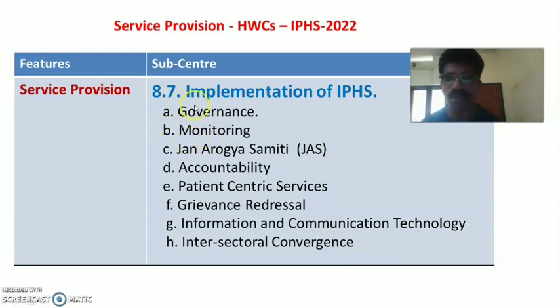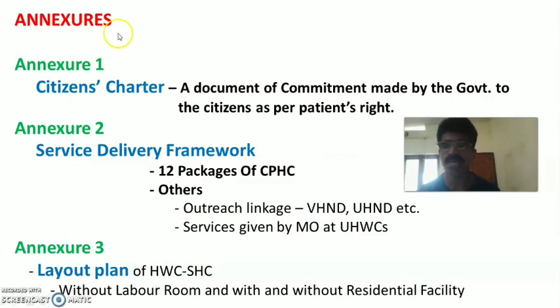So these are the important points discussed in IPHS 2022 under implementation of IPHS: first, governance; second, monitoring; third, Jan Arogya Samiti; fourth, accountability; the next one, patient-centric services; then grievance redressal for the staff; then information and communication technology; and the last one, intersectoral convergence or coordination. Then regarding the annexes, there are 12 annexes in IPHS 2022.